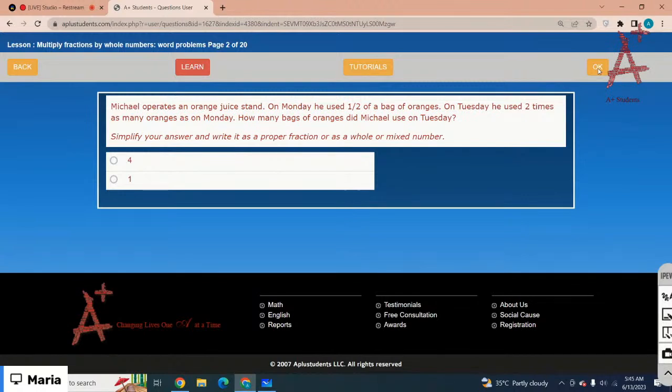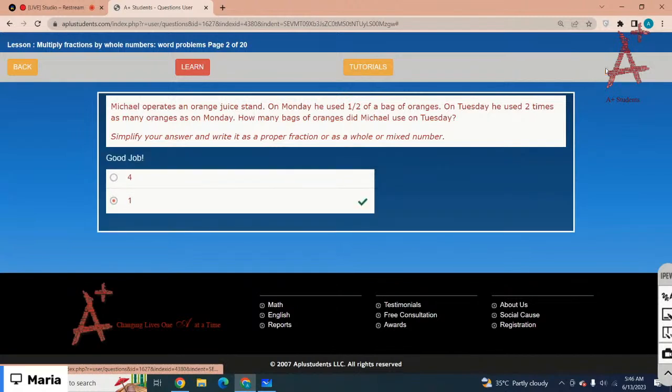Yes, 2 by 2, and you can write it as 1. Got it? So, the correct option is 1. Stop guessing the answers, please.